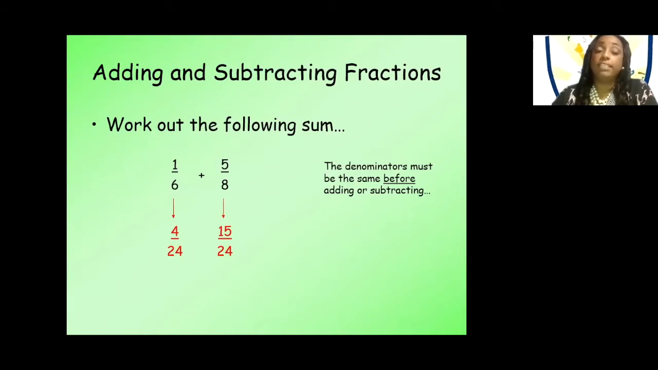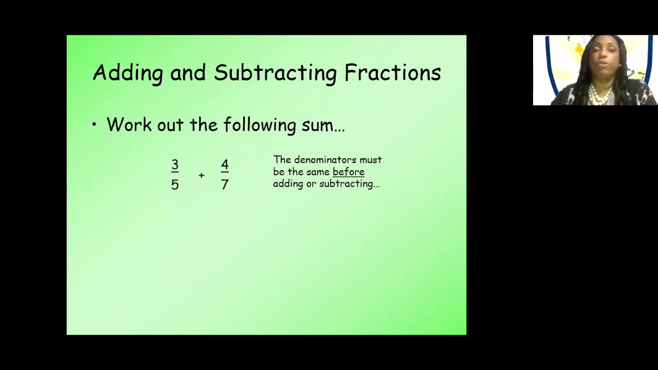Once you have identified your LCM, you want to now divide. How many groups of 6, in this case, can you get out of 24? And then, of course, you multiply your numerator by that number. So by now, I'm hoping that you're getting a feel for what is going on here. So then we multiply, and our answer we end up with is 4 over 24, and that will be added to 15 over 24. And we're going to end up with 19 over 24.